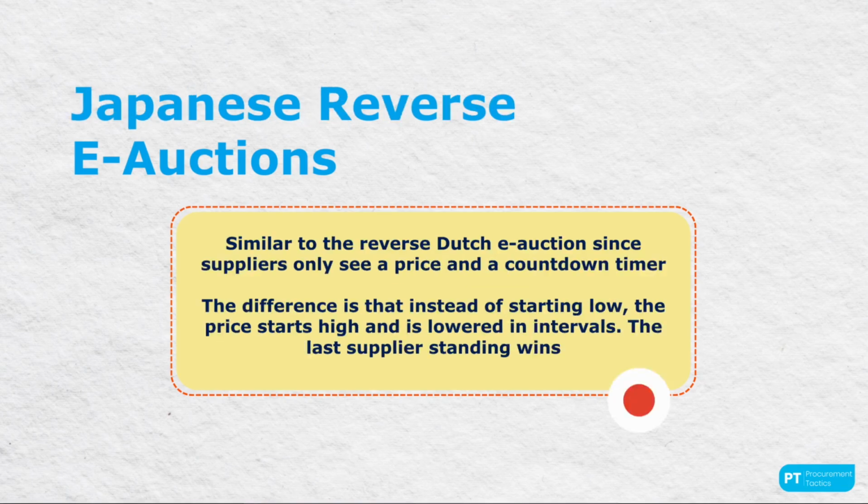Japanese reverse e-auctions. The Japanese reverse e-auction is similar to the reverse Dutch e-auction since suppliers only see a price and a countdown timer. The difference is that instead of starting low, the price starts high and is lowered in intervals. The last supplier standing actually wins.